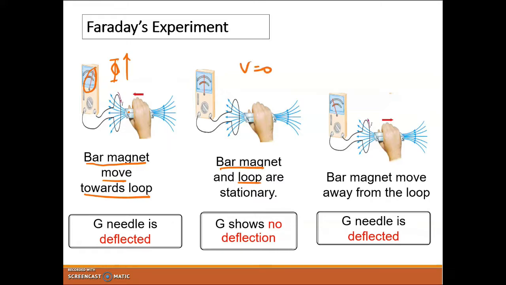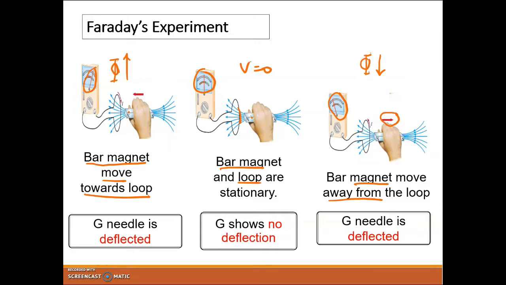So when there is no relative motion between the magnet bar and the loop, the galvanometer shows no deflection. For this one, the bar magnet is moved away from the loop. When moved away from the loop, the magnetic field lines across the area, or the magnetic flux, will be decreasing. So the galvanometer shows deflection.